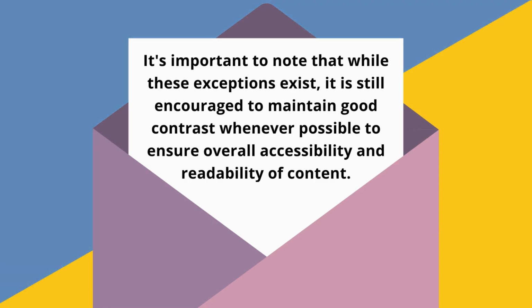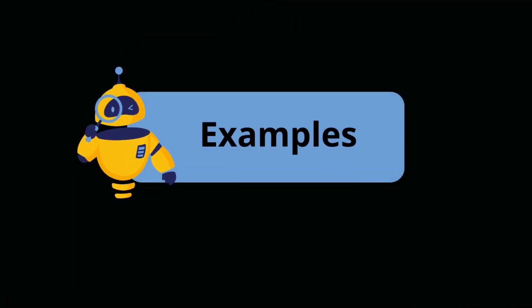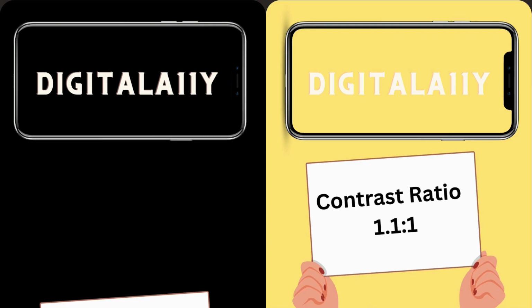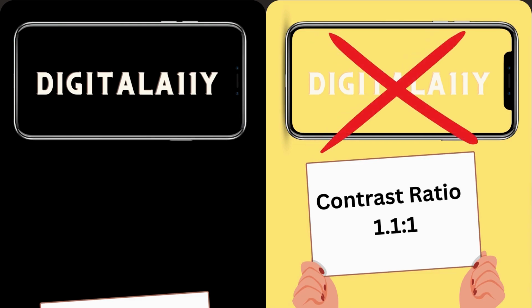Now, let's explore an example that illustrates the difference between meeting and not meeting the contrast requirement. Here, we have two instances of text, one on the right and one on the left. On the right side, we have text that is white on a yellow background with a contrast ratio of 1.1:1. As you can see, this combination does not meet the contrast requirement. The low contrast makes it difficult for users to perceive and comprehend the text easily.